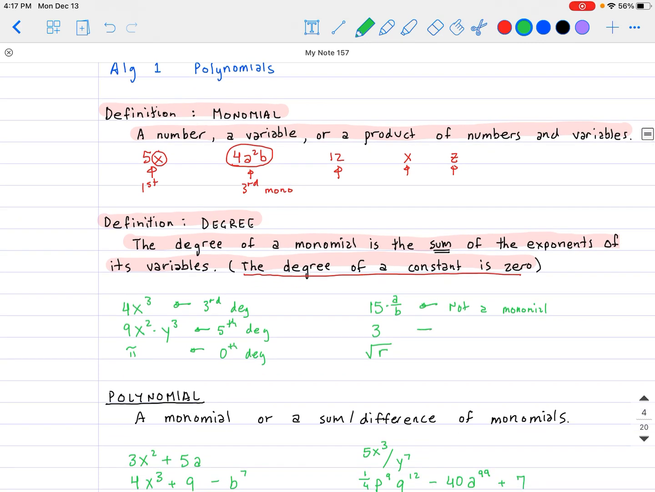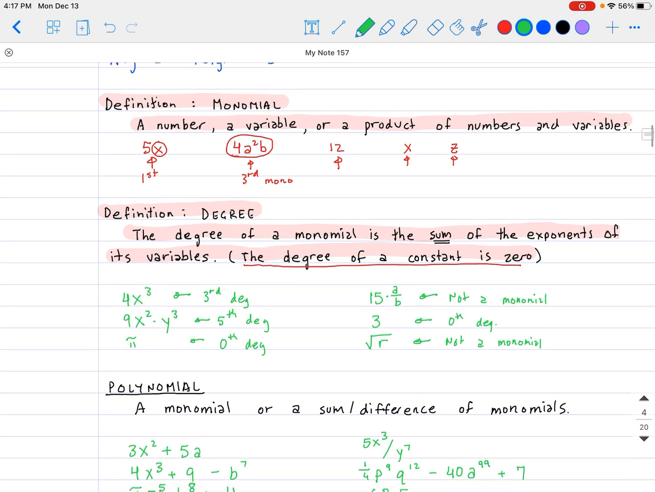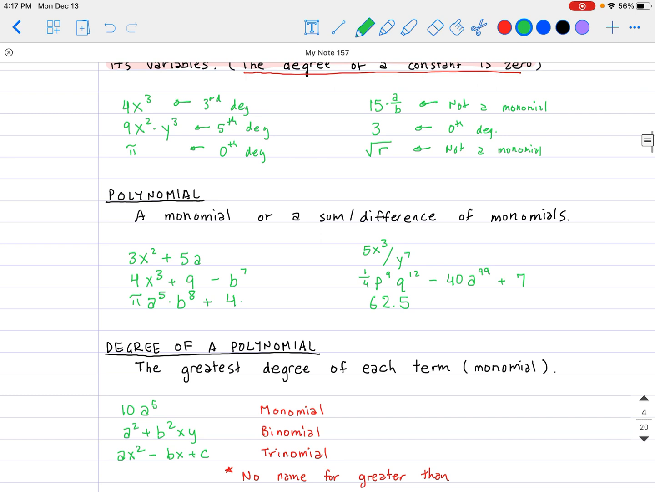The number 3, once again, underneath it, is going to be a monomial, and this is going to be 0th degree because there are no variables. And finally, underneath it, the square root of r is not a monomial either because we have a square root sign, which is not exactly multiplying or dividing strictly by a variable. Okay, keep moving on. So now we're going to discuss what is a polynomial then.